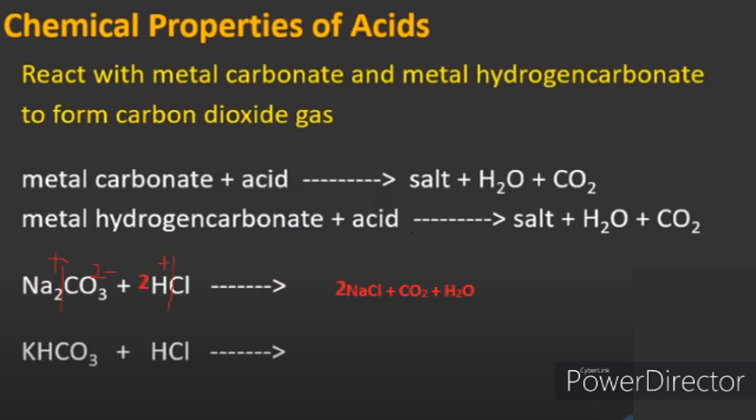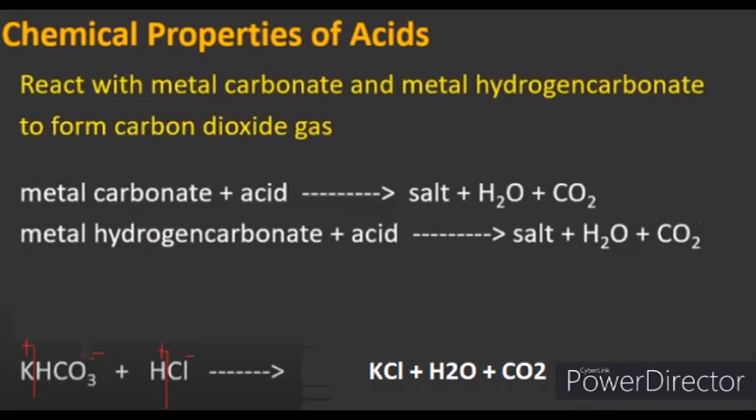So let's begin with our first example in which sodium carbonate reacts with hydrochloric acid. Sodium carbonate breaks into ions in which sodium and carbonate ions are formed, and in HCl hydrogen and chlorine ions are formed. Now again double displacement will occur. So chlorine ion will move towards sodium to form sodium chloride, and what we are left with now, hydrogen and carbonate, will form hydrogen carbonate which will break into water and carbon dioxide.